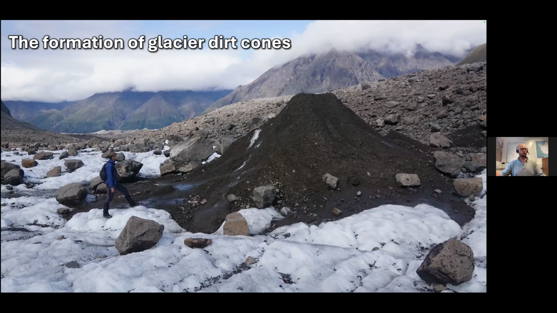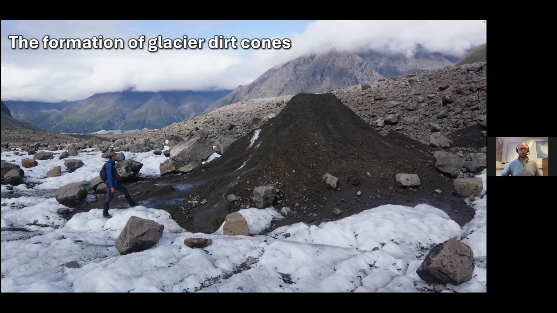But along the way, we found these really curious features that I later learned were called dirt cones, and these are meter scale, anywhere from less than a meter to 5 or 6 meters was the tallest that we saw. And these are cones of ice that are covered with a thin layer of debris, and they're really striking when you see them. And hopefully, this image of my PhD supervisor next to one of these dirt cones sort of captures how unique these features look on the landscape.